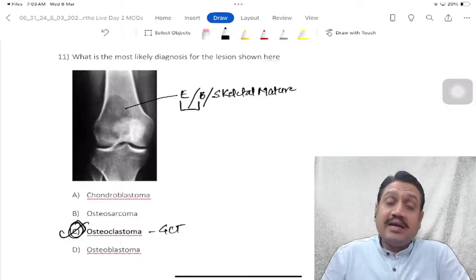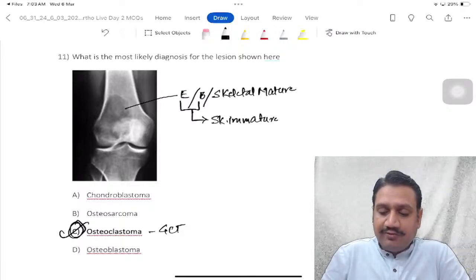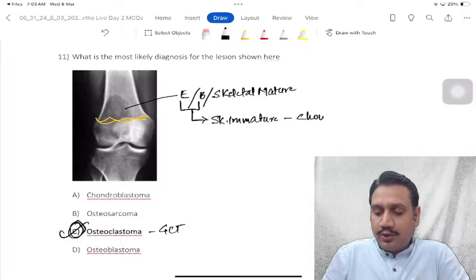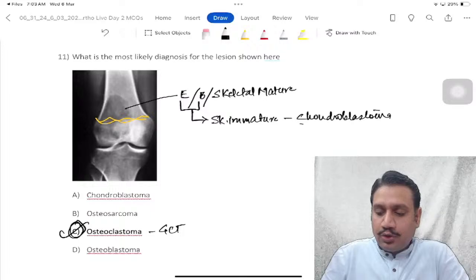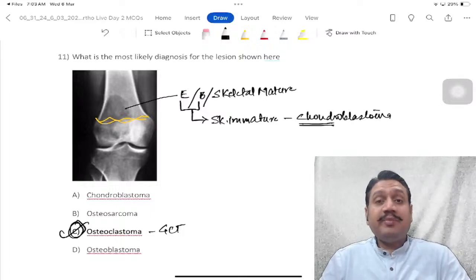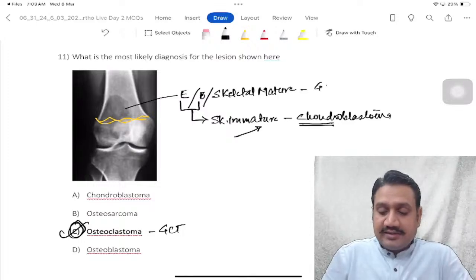But if it would have been epiphyseal and benign or benign aggressive, but the patient would have been skeletally immature, right? If I would have been watching some growth plate over here like this, I would have simply called it what lesion? It should have been chondroblastoma. So cartilage will be in the pediatric age group. That is why skeletally immature patient. GCT in skeletally mature patient.